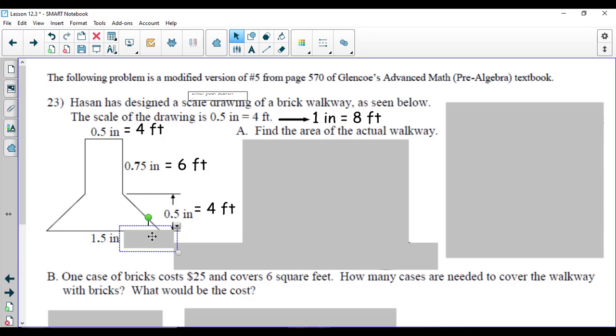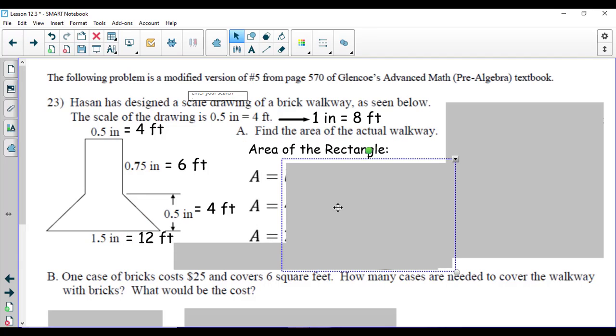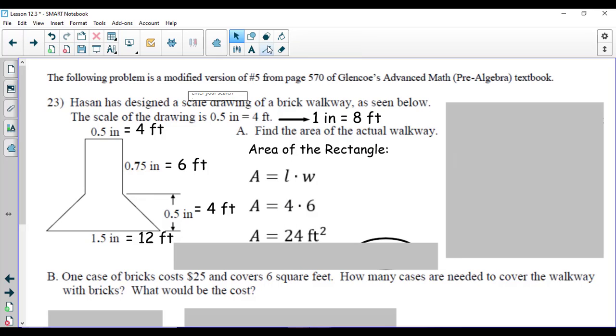And then the 1.5 inches, if I take 1.5 times 8, that's going to get me 12 feet. So the way I broke this down, I'm going to go ahead and delete this section here, was into a rectangle and then I believe a trapezoid. So let's look at the rectangle up here. We're going to do length times width, so that's 4 times 6.